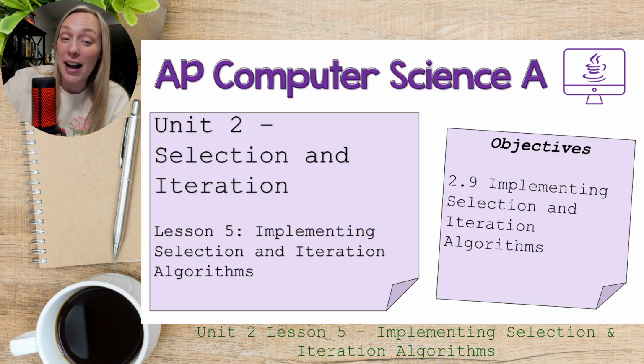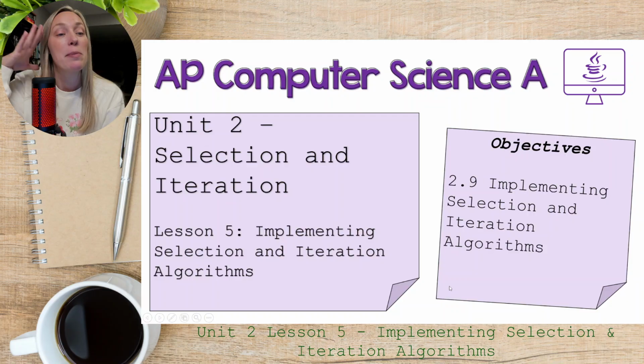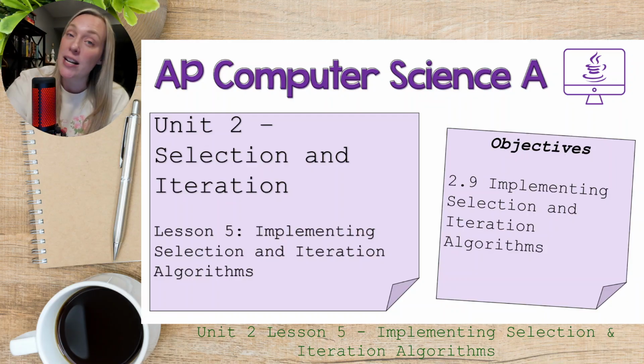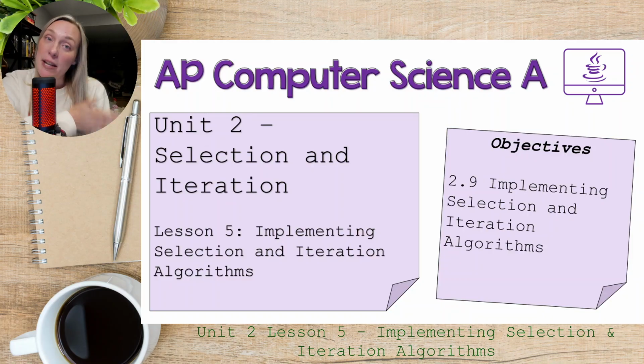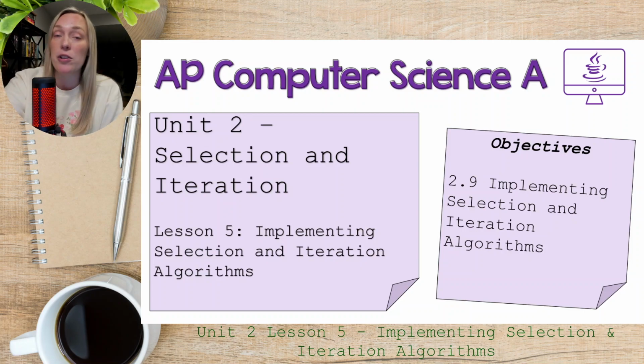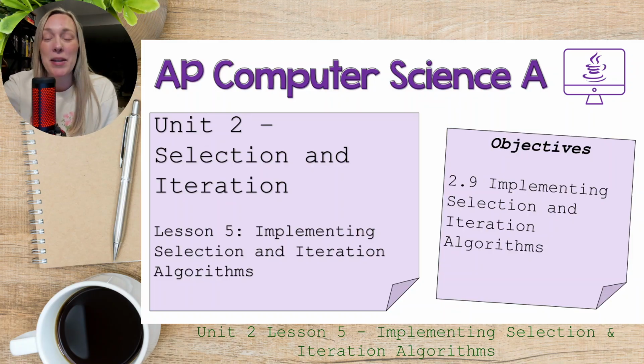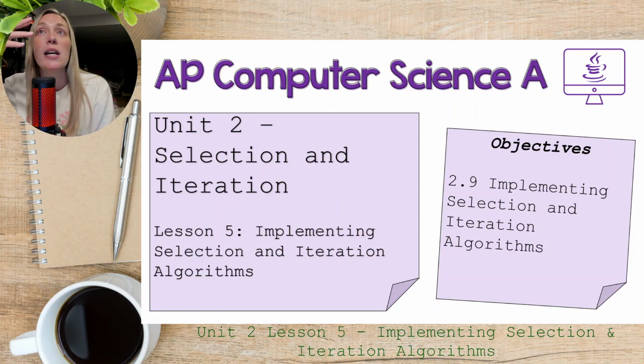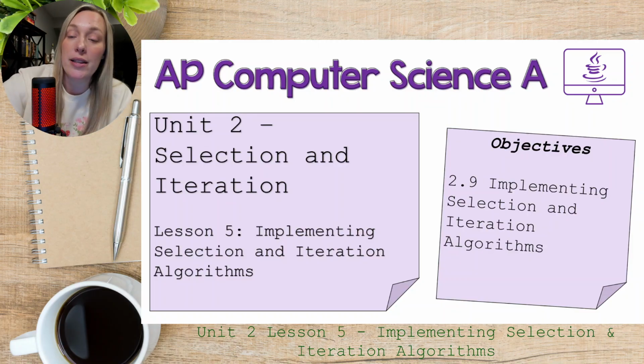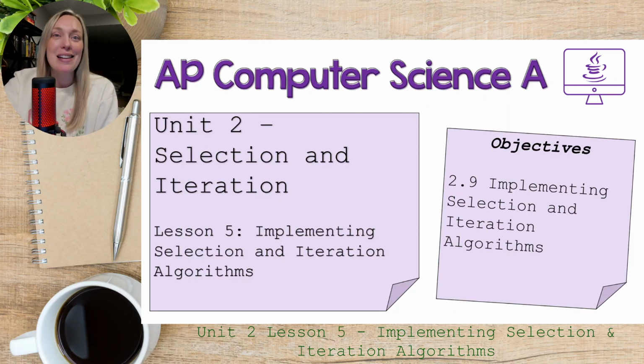We are on Lesson 5 in this unit, and Lesson 5 deals with implementing selection and iteration algorithms. So while we've learned about the if statements, we've learned about the while loop, we're going to see how we can combine them now into helping us code programs that we want, right? So we're going to go through some common algorithms that come up quite often in a program, and we're going to go through and just talk about how we start to develop code for these algorithms. So grab some notes, get settled in, and let's go through these together.